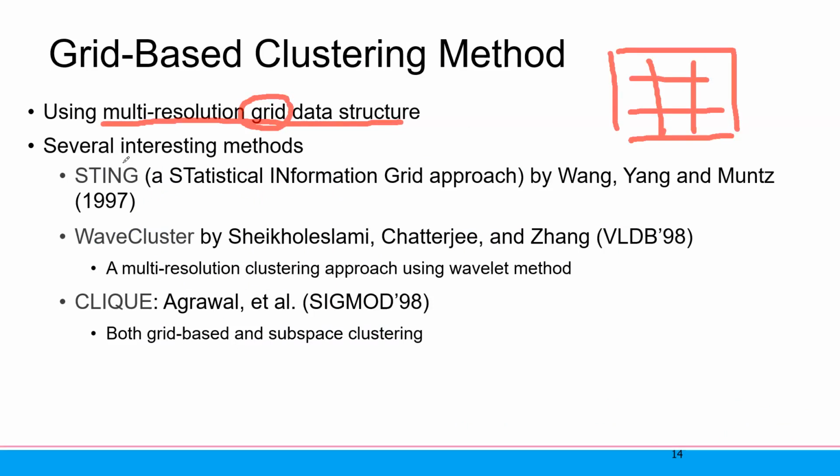There are some interesting methods. I may just use only one. This is the STING. It is a statistical information grid. There's another method, we call it WaveCluster. I will not explain this one. And there is another method, we call it CLIQUE. So I'm going to explain the STING and the CLIQUE.